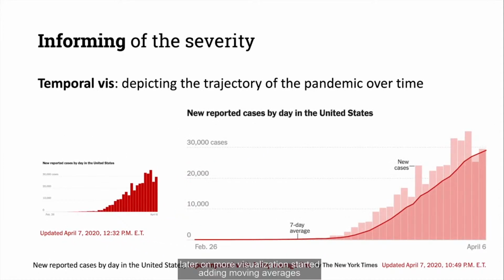Later on, more visualizations started adding moving averages to better reflect the current state of the pandemic. Most visualizations in our corpus that were created early on in the pandemic did not use moving averages. To our knowledge, the New York Times added a 7-day average starting from April 7th, and the earliest use of moving averages was from a report from Singapore on February 29th.